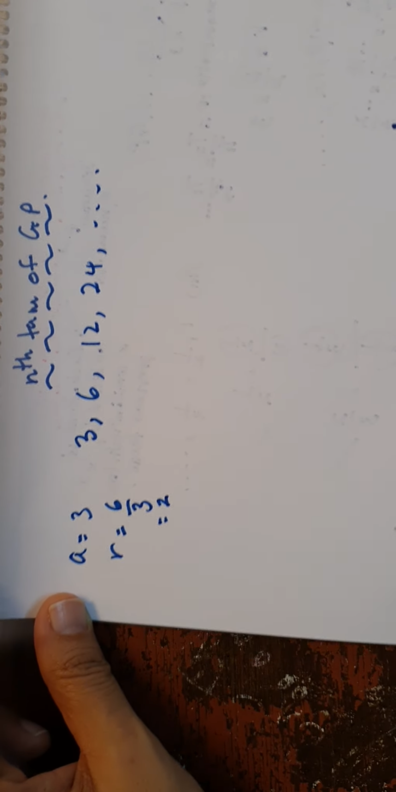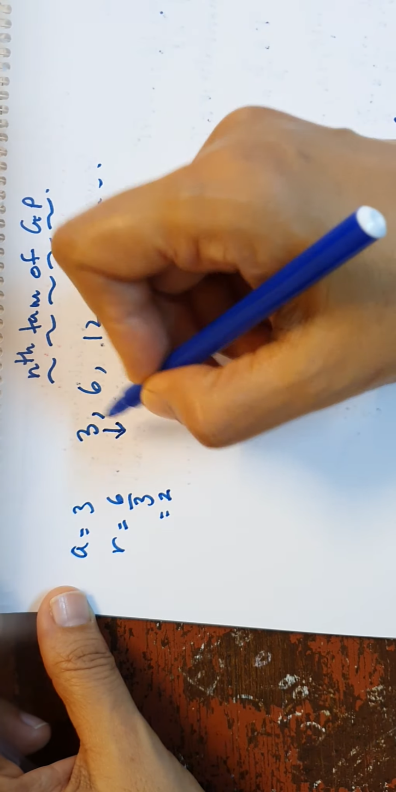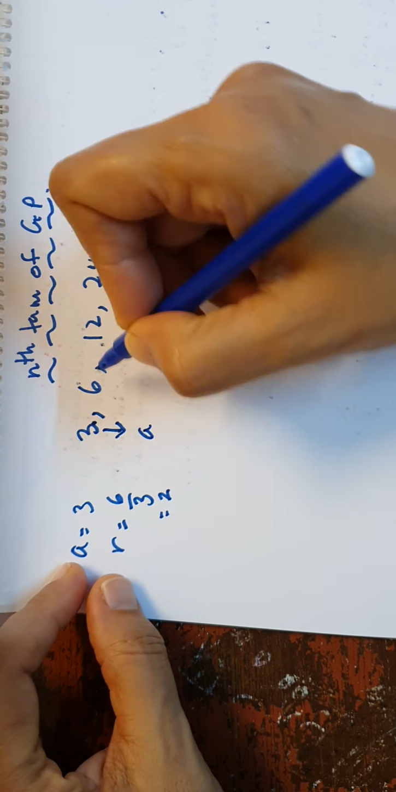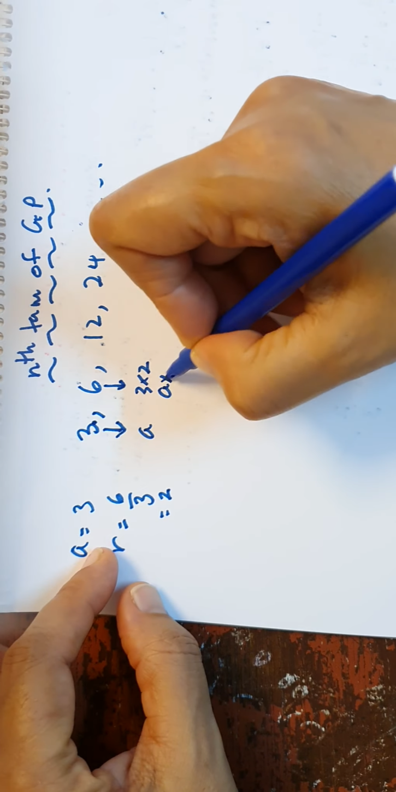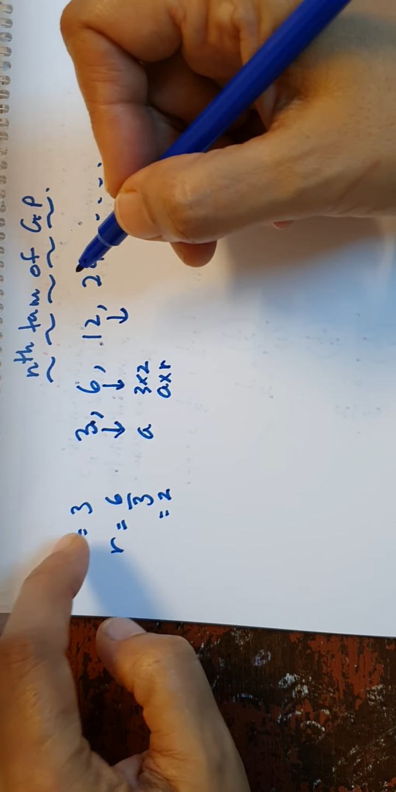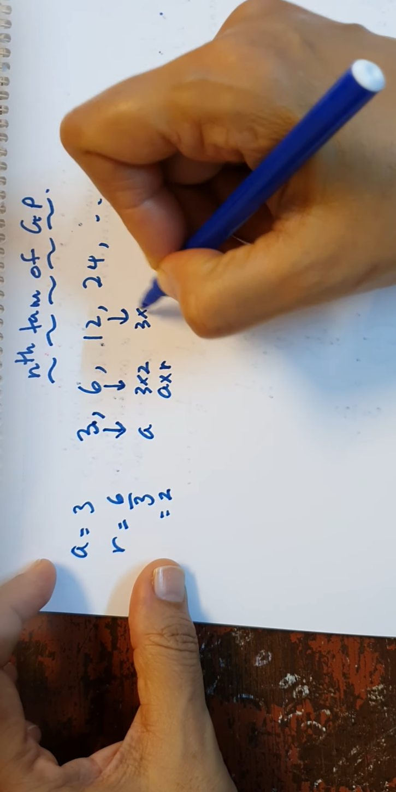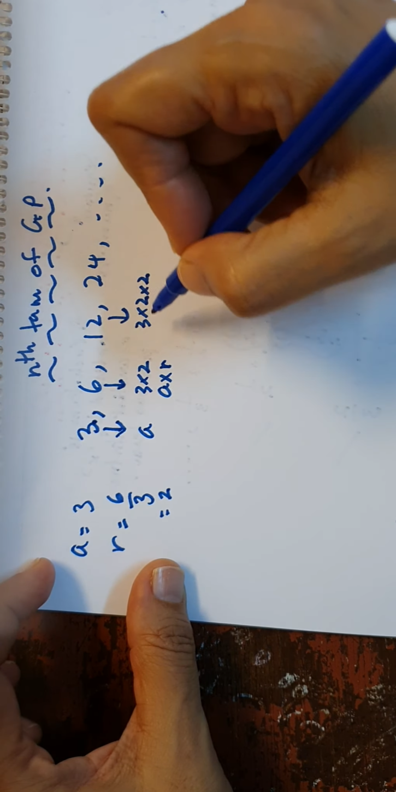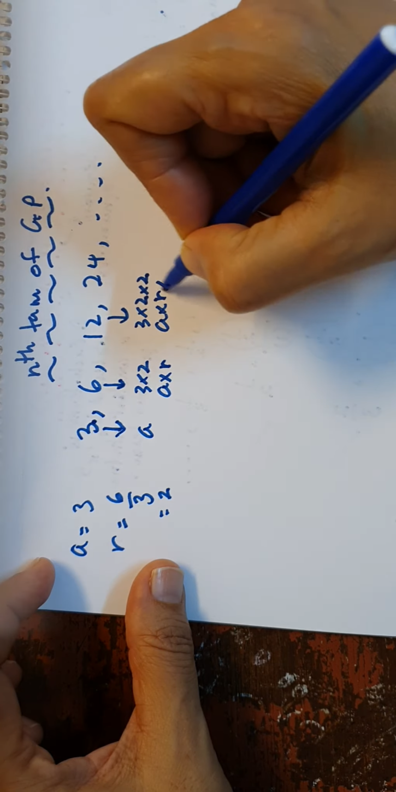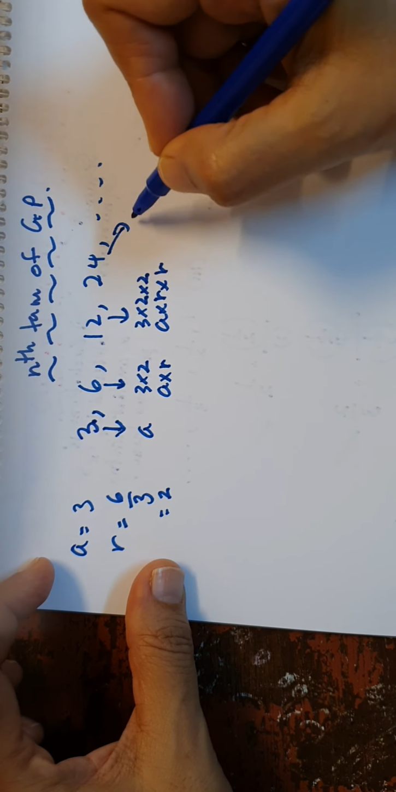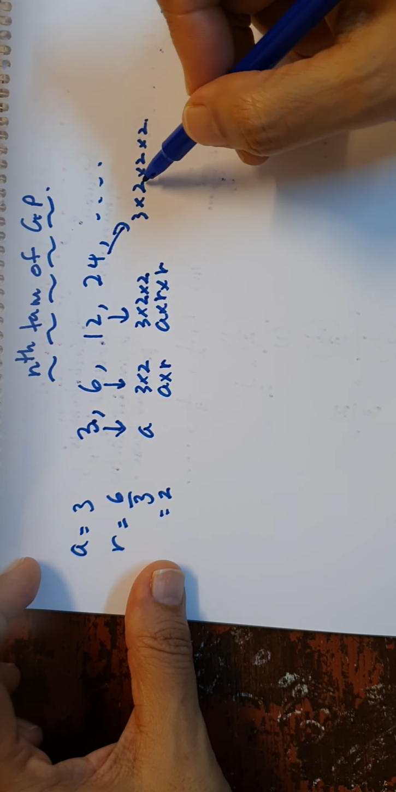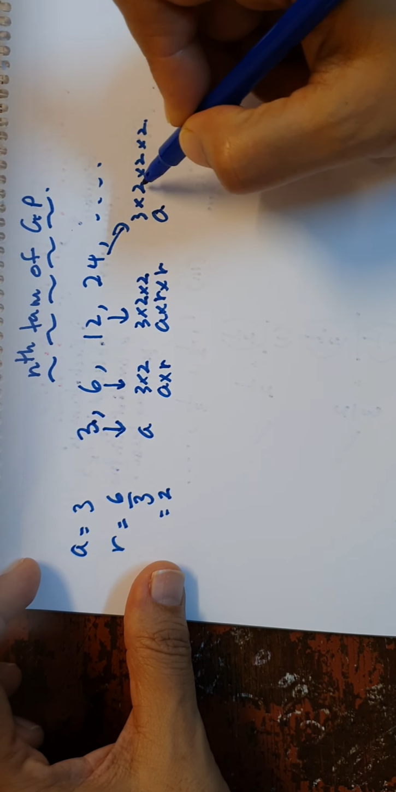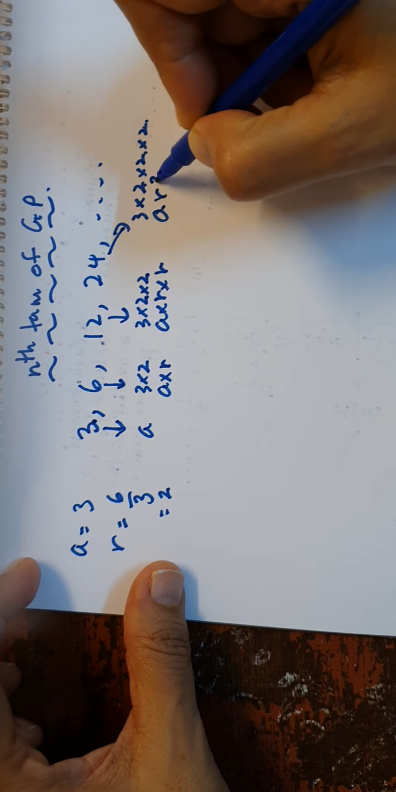Now, what I'm going to do is write this in terms of A and R. 3 is A. 6 is A and R, so it's 3 times 2, so it's A times R. This one, write in terms of A and R. So it's 3 times 2 times 2, 4 times 3 is 12, so A times R times R. What about this? This will be 3 times 2 times 2 times 2, 8 times 3, 24, you are right. So A, R, R, R. So I have A R to the power 3.